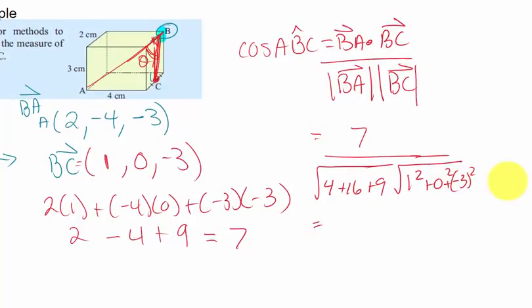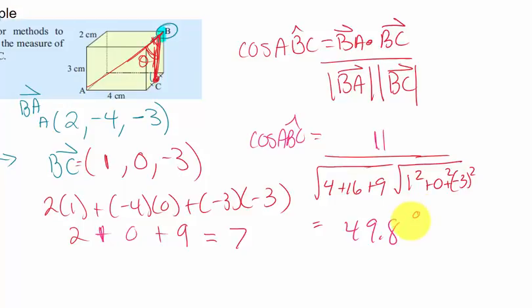We add that up, and oops, I made a boo-boo. Wonder if you guys noticed it. Probably. This should be a 0. Plus 0, so this should be 11. Then when you take the inverse cosine, you end up getting 49.8 degrees.